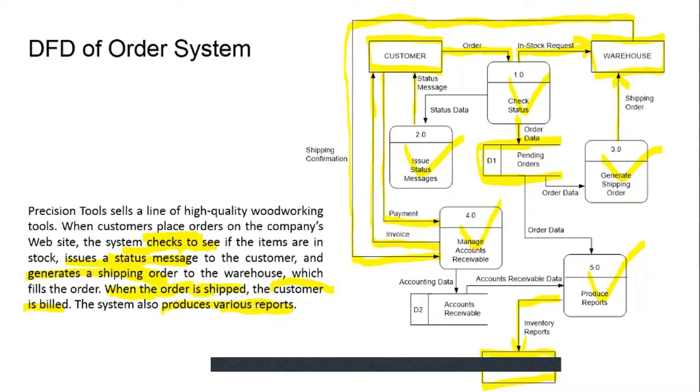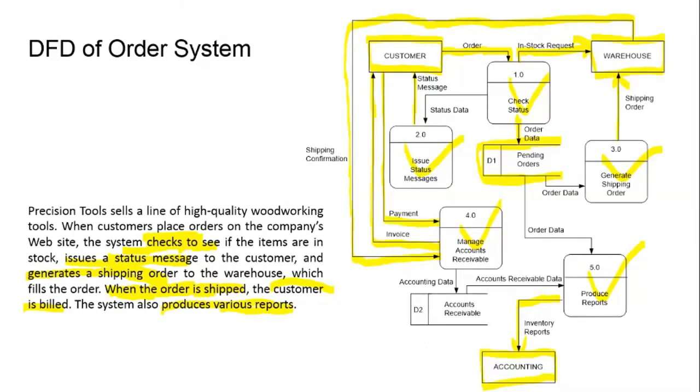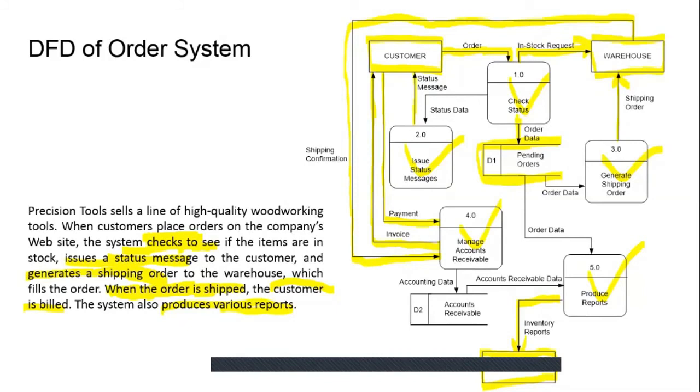So what is this condition? This condition states that when the order is shipped. So from the data store we will check that whether the order is shipped or not. And when the order is shipped, the customer is billed. So one data store should be connected with the billing process. So this is the billing process, and we have to connect one data store with this process. So here I have connected one data store.